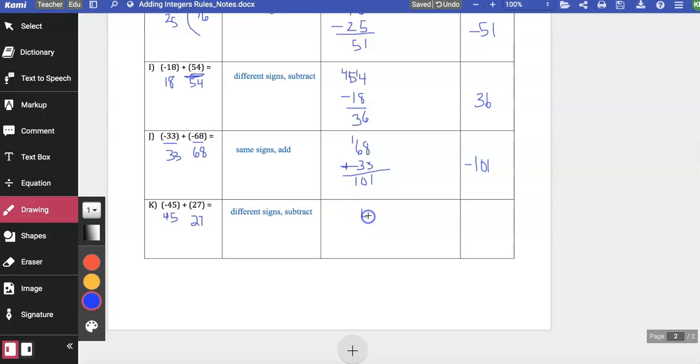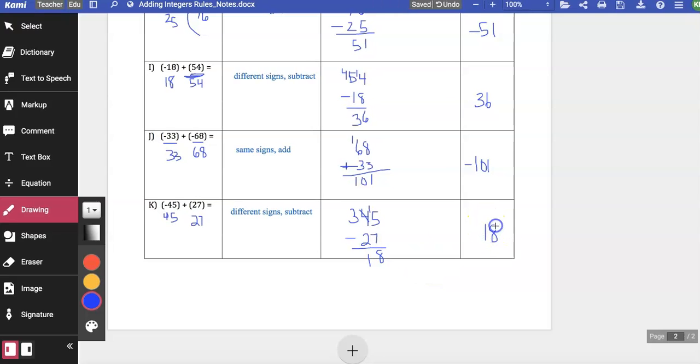And I take the larger one in terms of absolute value, which is the 45, and I subtract the smaller one in terms of absolute value. 5 minus 7, I need to borrow, so I change that 4 to a 3, and then I add 10 to the 5, making it 15. 15 minus 7 is 8. 3 minus 2 is 1. So I'm left with 18.